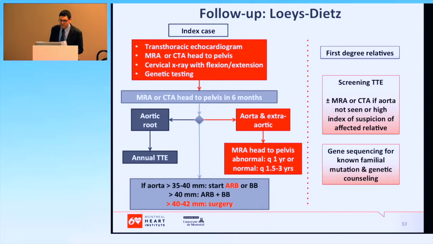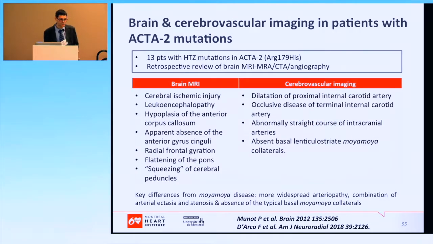And then if it's normal, I tend to space it out every 1.5 to 3 years instead of the very rigorous annual follow-up, because it tends to be cumbersome for patients to have repeatedly normal imaging. One word about ACTA2 mutations is that when they get their head-to-toe imaging, attention should be put to the brain imaging, because there are some studies that indicate distinctive features on brain MRIs, which I won't dwell on.